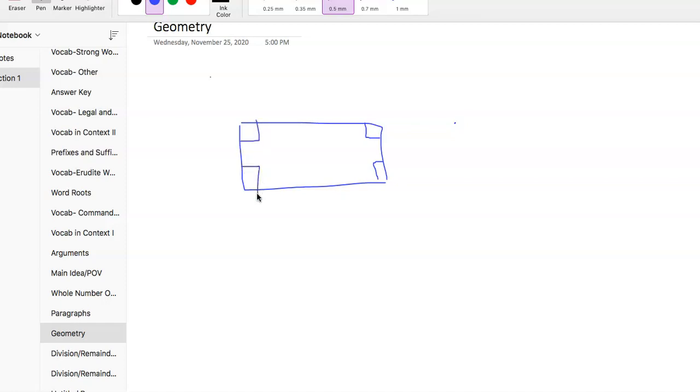If they tell me one of these long sides is 7, then I know that the other longer side is also 7. It's the opposite sides that are equal, and if they tell me the shorter side is 3, then I know the other shorter side is 3. So that's what we need to know with rectangles. So there's rectangles and squares.